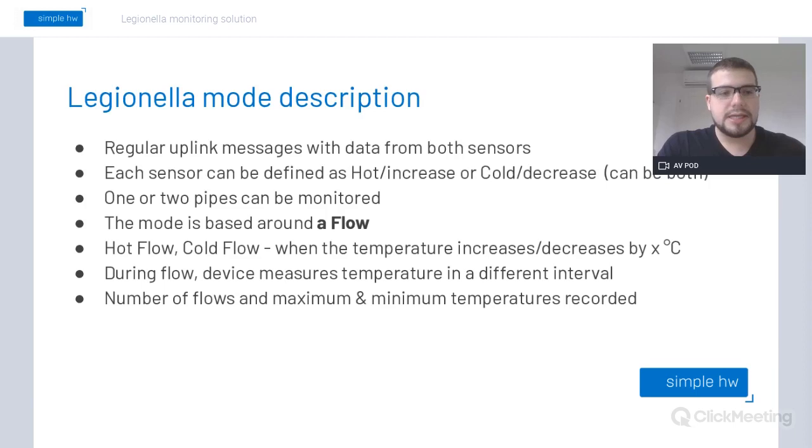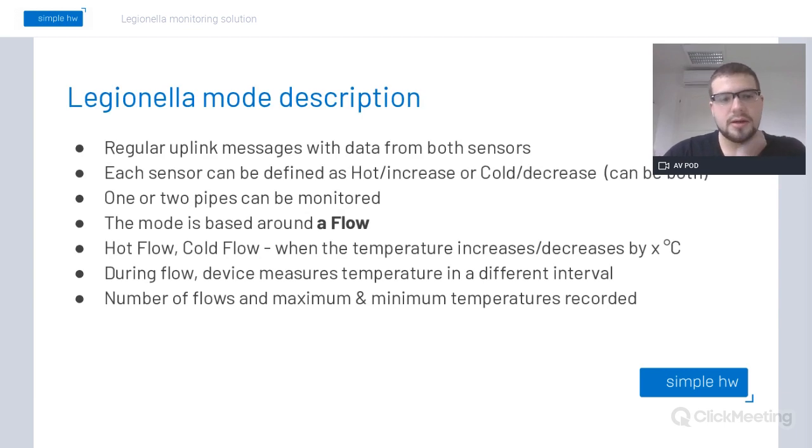Now, in the payload, you will receive per each sensor the number of flows and also 4 temperature values per sensor. 2 of those will be maximum temperatures and 2 of those will be minimum temperatures. The maximum temperatures will be outside flow and during flow, and the minimal as well. So you will receive a total of 12 bytes of data. The first byte will be the mode, the second byte will be the event, and then will be 5 and 5 bytes of data from each sensor.